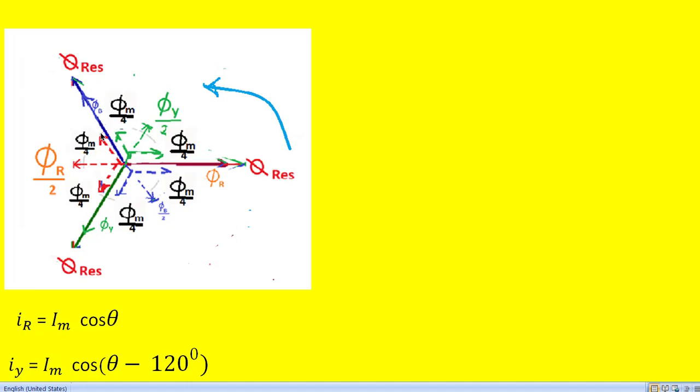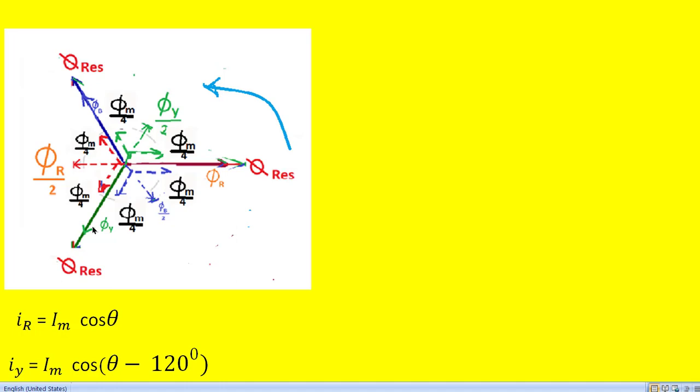Whereas B phase flux is here. So we also have to get the in-phase component along phi y. B phase flux is phi m by 2, so when we take its in-phase component to the Y phase flux, we get phi m by 2 into cos 60, so cos 60 means 1 by 2, and we get phi m by 4. So R phase flux is phi m by 4, B phase flux is phi m by 4, and Y phase flux is maximum, phi m.